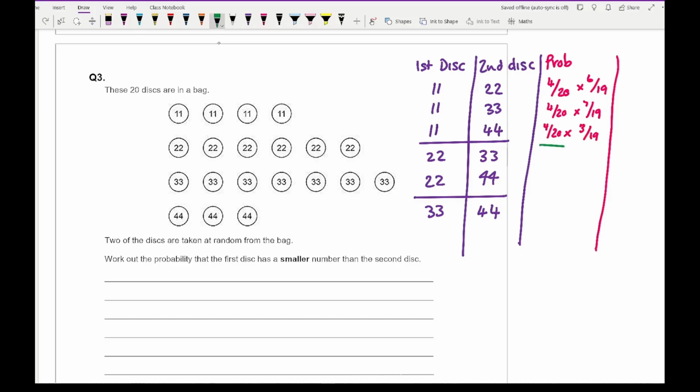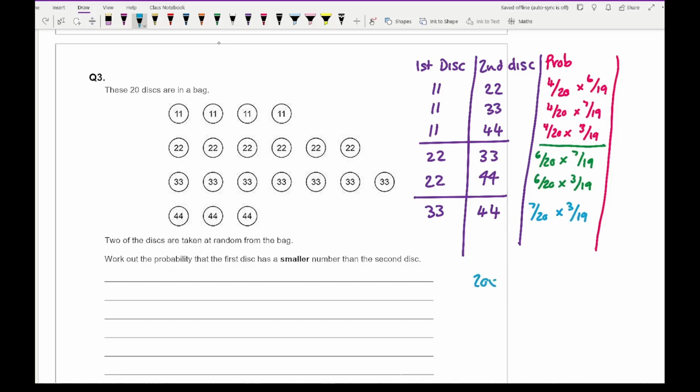And for the next two, 2, well, there's 6 of those, so that's going to be 6 over 20 multiplied by 3, which is 7 over 19. And 2 and 4, which is 6 over 20 multiplied by 3 over 19, because there's only 3 4s. Then finally, the probability of picking 3 first is going to be 7 over 20, and then the probability of the next one being 4 is going to be 3 over 19.